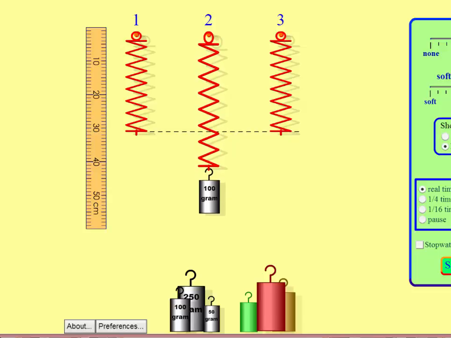Okay, let me put lots of friction so we get it to reach the equilibrium position quick. And I'm going to remove friction. Okay, so this is the new equilibrium position. This is d from here to here.